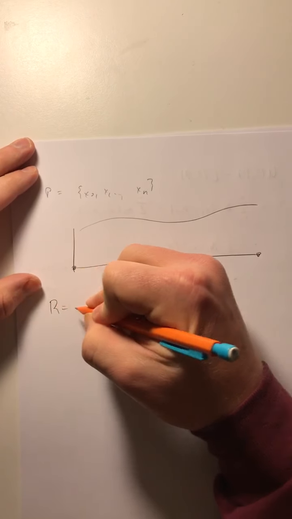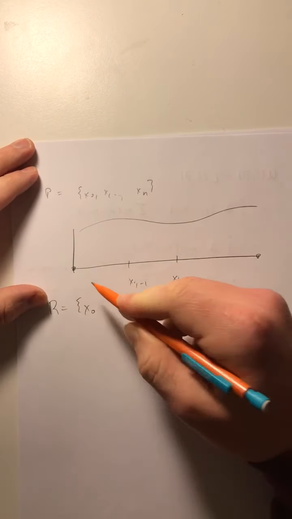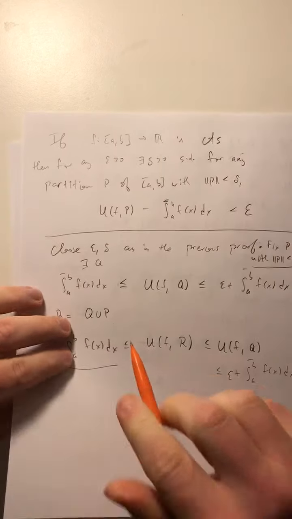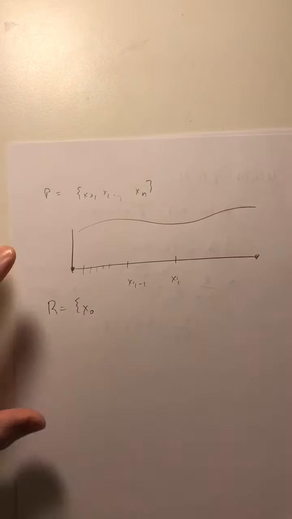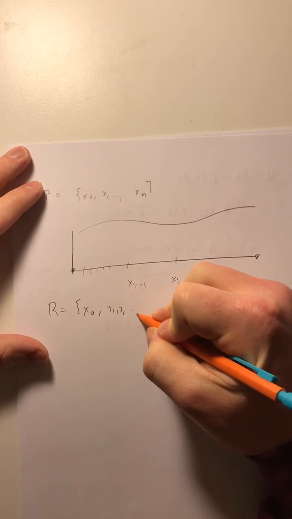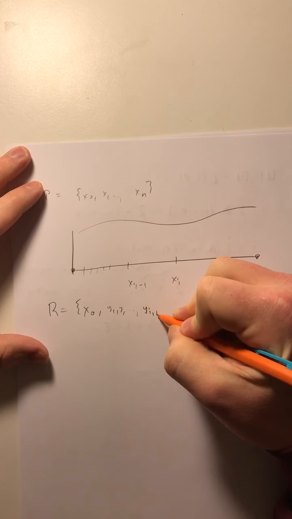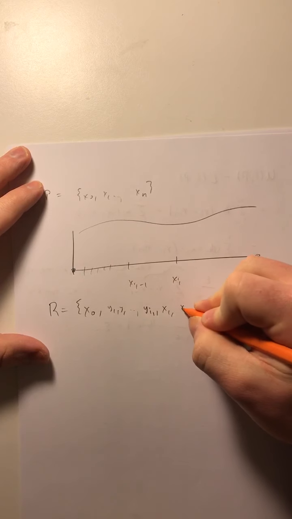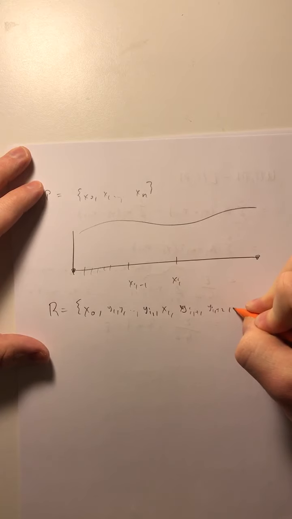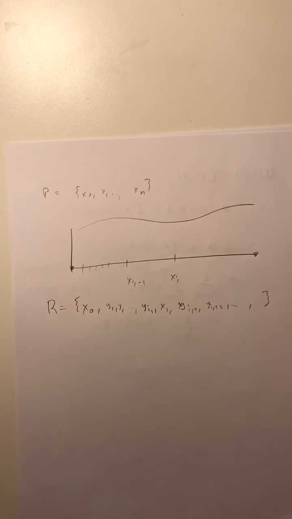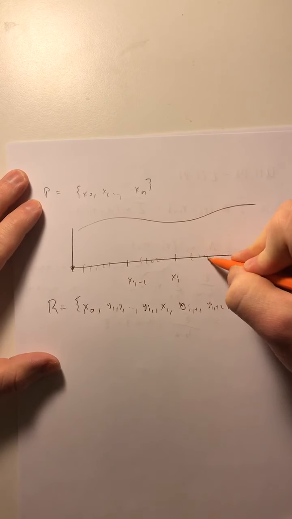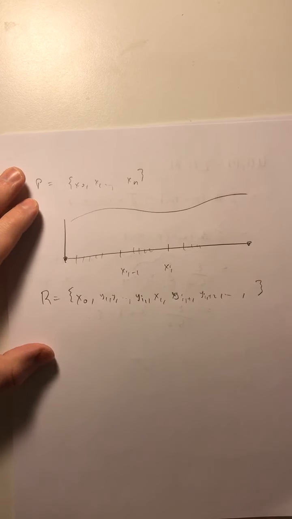And R is going to be x0, and then possibly some new points in between. So R contains all the points of P and possibly some new points. So R could be x0 and then y1, y2, let's say I1, and then x1, and then x, and then yi1 plus 1, and then yi1 plus 2. And so the numbering gets a little tedious, but I've taken my x points, which were in P, and possibly added some new points in between, some new partition points.